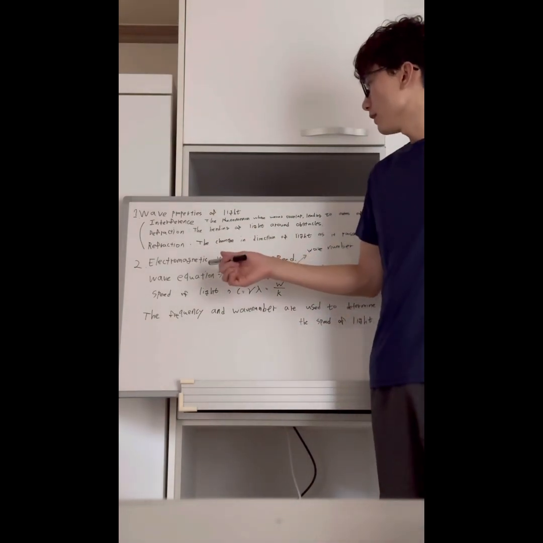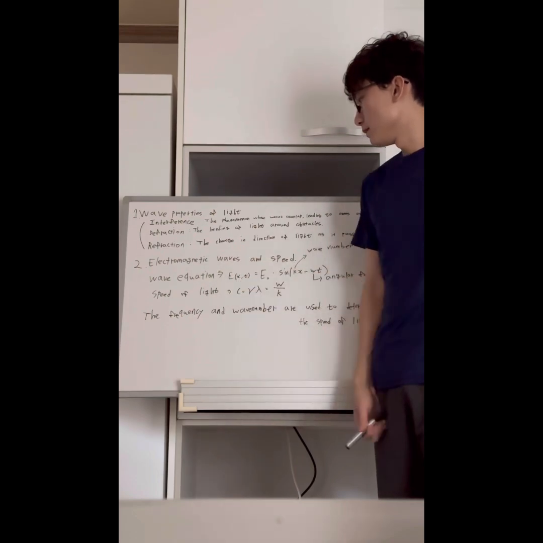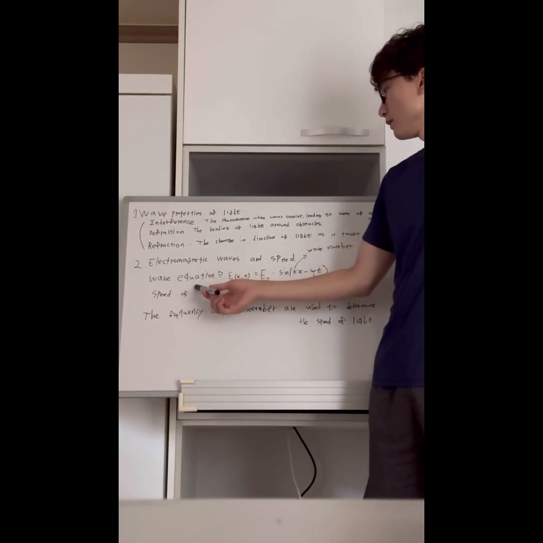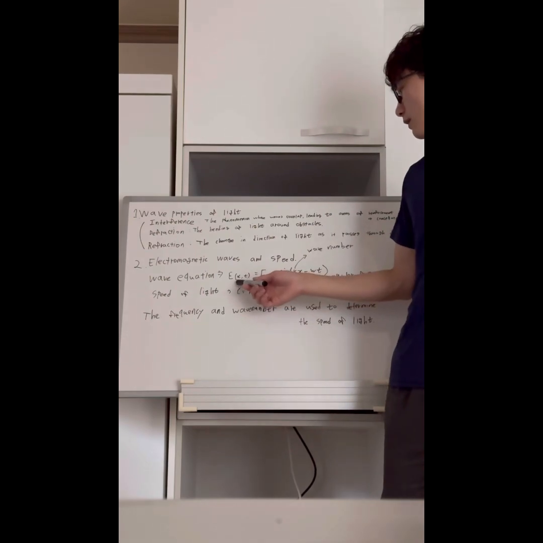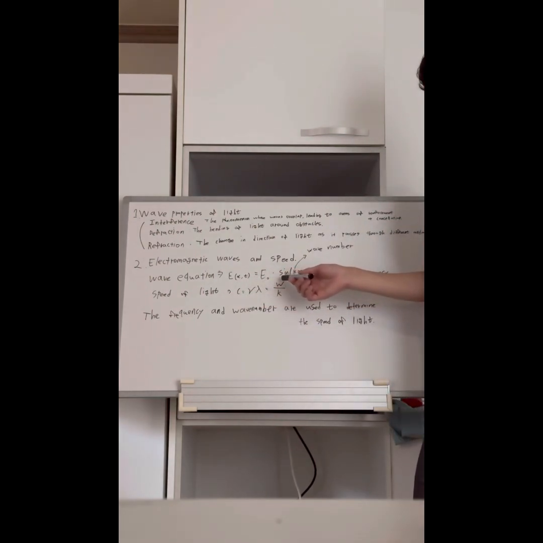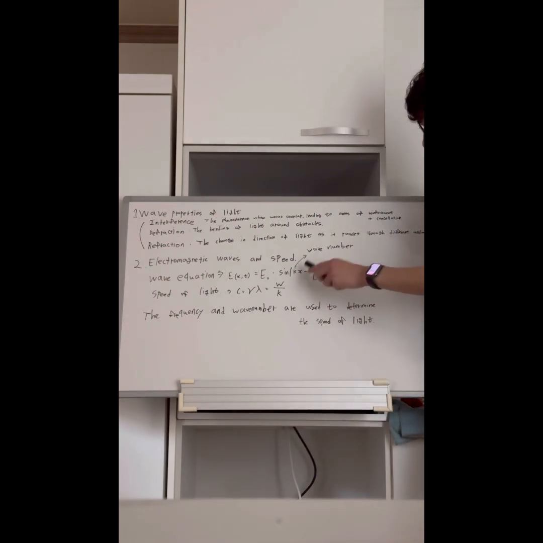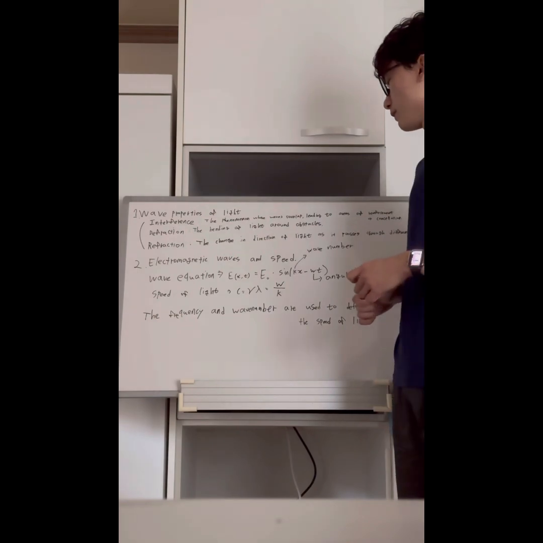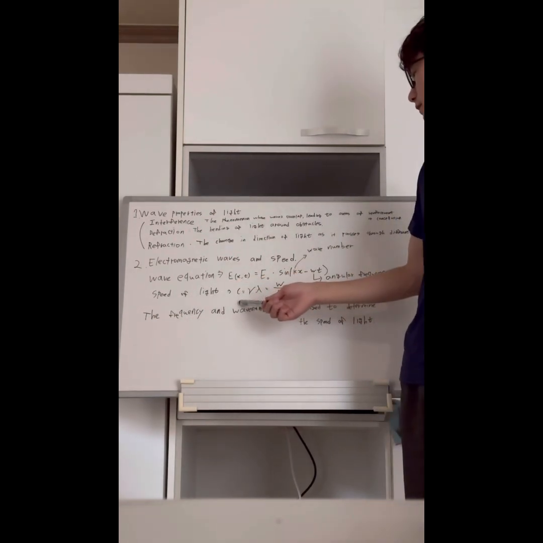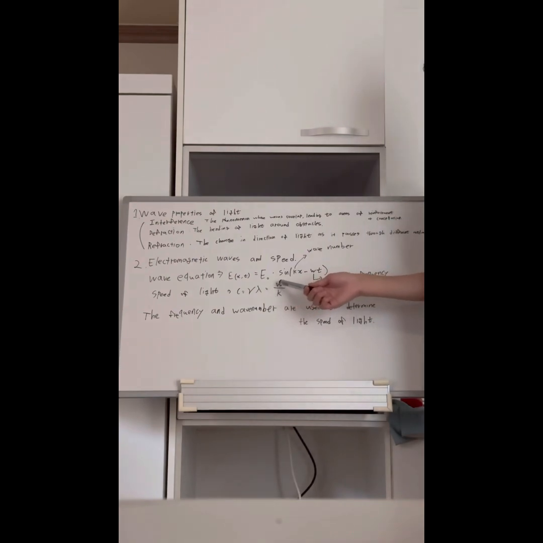And second one is electromagnetic waves and speed. This one is the wave equation: E(x,t) = E0 sin(kx − ωt). This k is the wave number and omega is angular frequency. Speed of light is c = νλ = ω/k. The frequency and wave number are used to determine the speed of light.